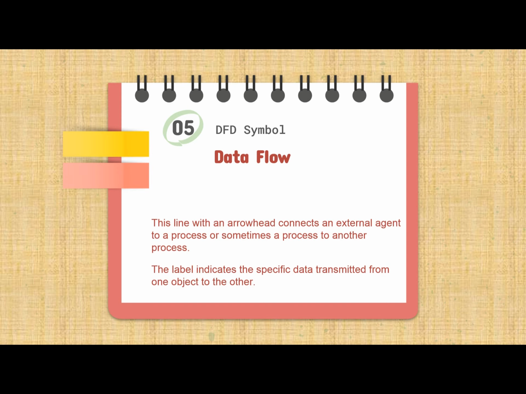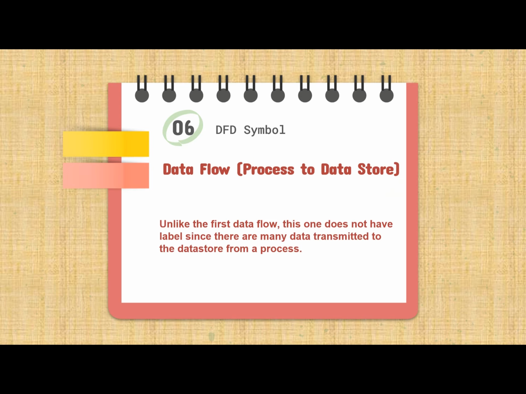Data flow. This line with an arrowhead connects an external agent to a process, or sometimes a process to another process. The label indicates the specific data transmitted from one object to the other. Data flow, process to data store. Unlike the first data flow, this one does not have a label since there are many data transmitted to the data store from a process.